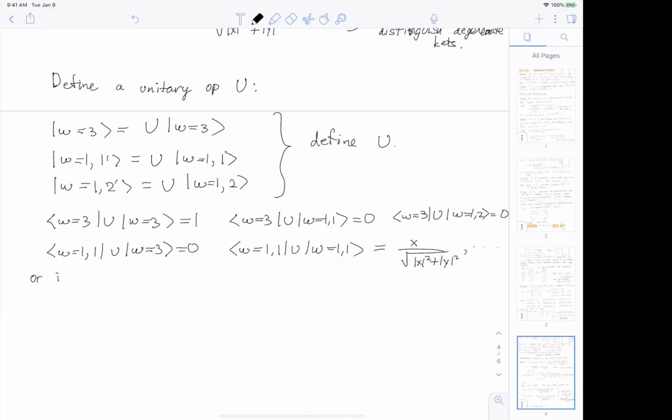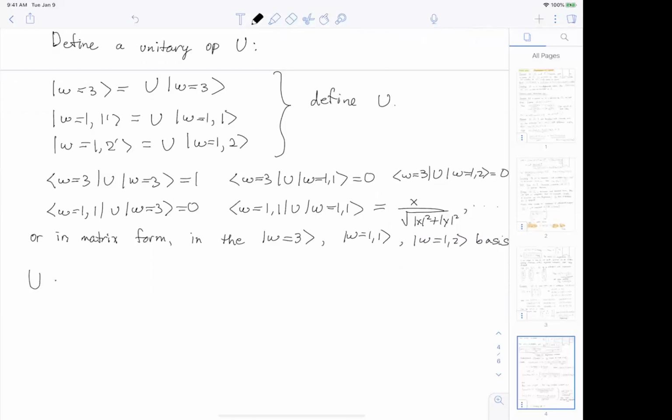Or a prettier way to write things is in matrix form. Okay, and so we're working in the original basis: omega equals 3, omega equals 1, 1, omega equals 1, 2. We're working in that basis. Then the matrix form for the operator U is 1, 0, 0, 0, x over, I'm just going to write square root for that square root. It's the same every time. Minus y star over square root, 0, y over square root, and then x star over square root.